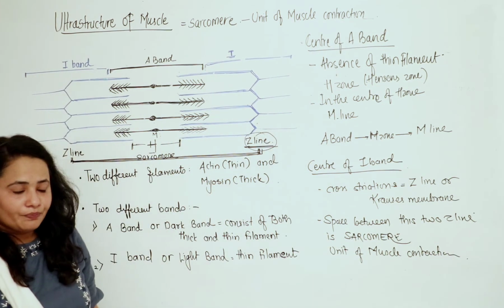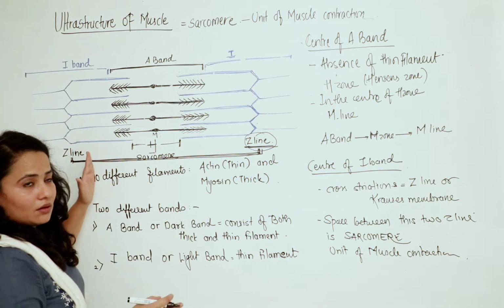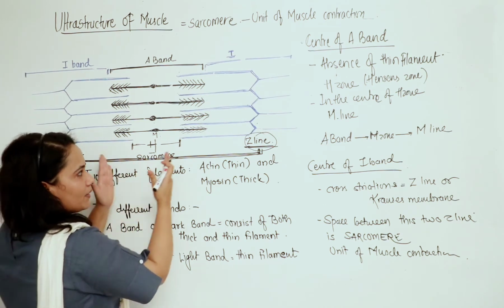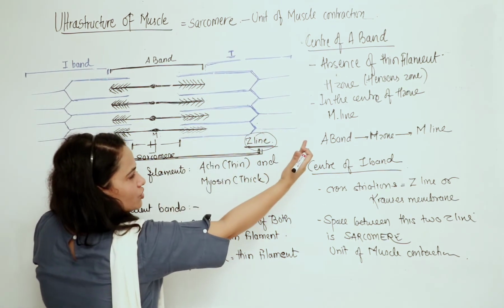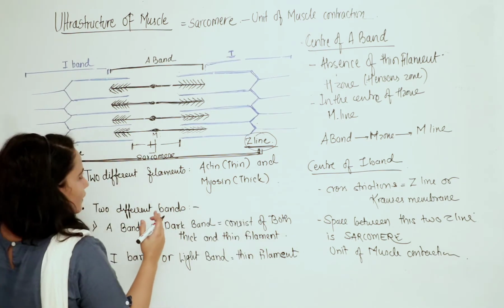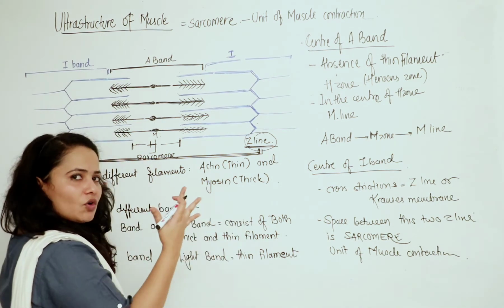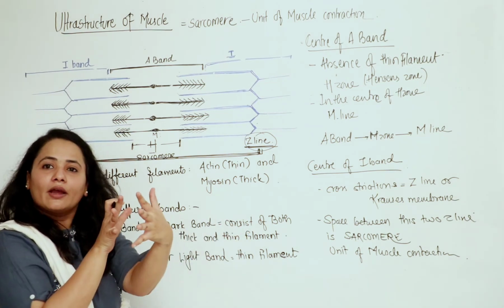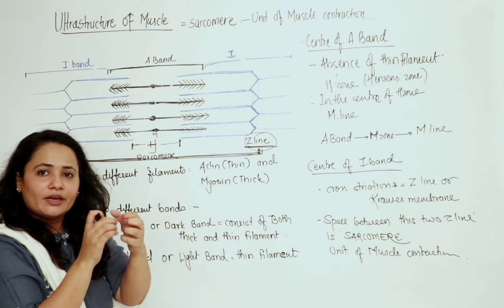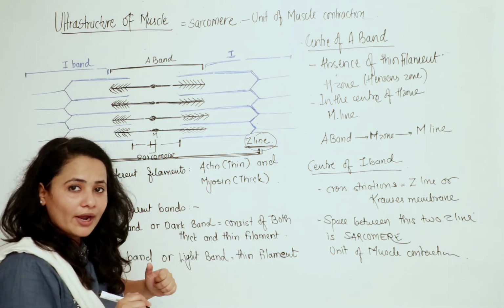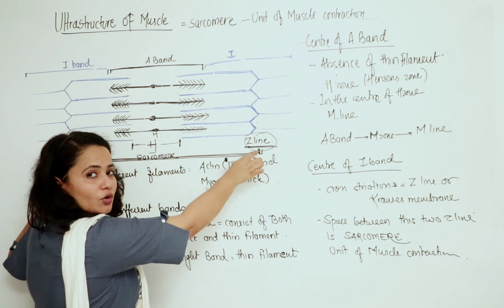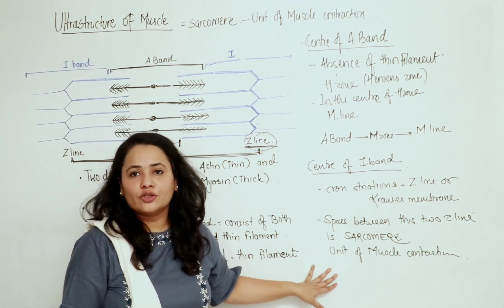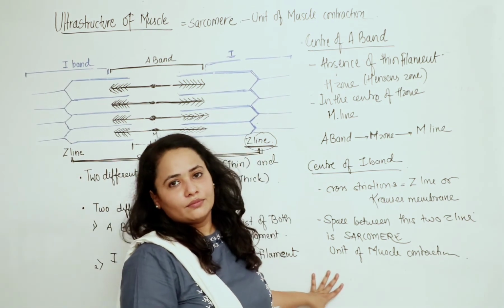We have seen that मसल जब कॉन्ट्रैक्ट होता है तो वो कुछ यूनिट्स में कॉन्ट्रैक्ट होता है. तो इस यूनिट में वो कॉन्ट्रैक्ट होगा, इसके बाजू में दूसरा सार्कोमियर होगा, उसके बाजू में तीसरा, इधर एक और सार्कोमियर. तो पूरा मसल कॉन्ट्रैक्ट नहीं होता, यूनिट्स में कॉन्ट्रैक्ट होता है, इसीलिए वो कॉन्ट्रैक्शन हमें फील नहीं होता, वरना पूरा मसल ऐसे दिखेगा हमें. But no, whole muscle is not contracting. It is the unit that is contracting. And which unit is contracting? That is this sarcomere. So we call it as the unit of muscle contraction is known as sarcomere.